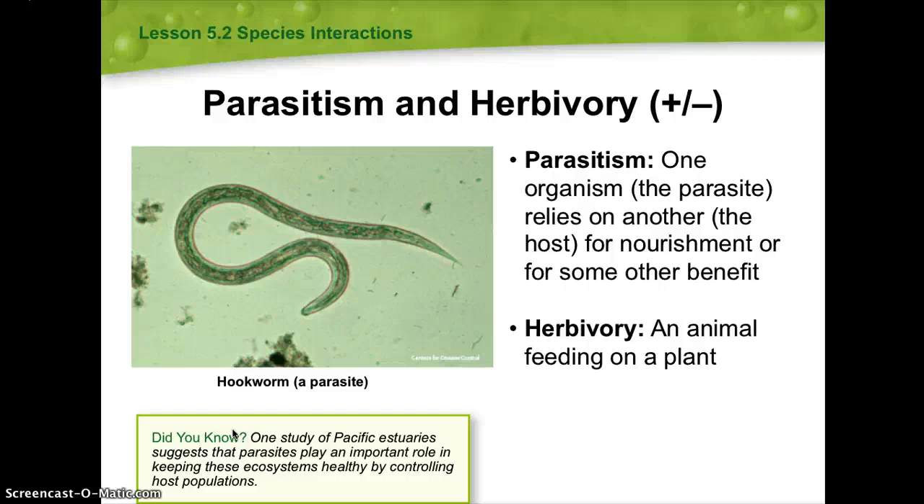I love parasites, probably one of my favorite types of symbiotic relationships, in which an organism would live in close relationship to another organism. But did you know that one study in Pacific estuaries suggests that parasites play an important role in keeping these ecosystems healthy by controlling host populations?